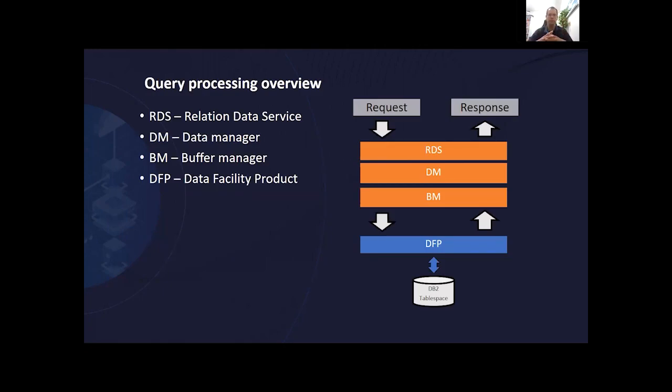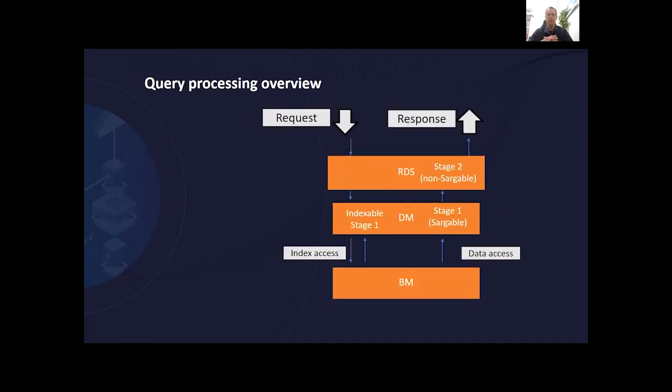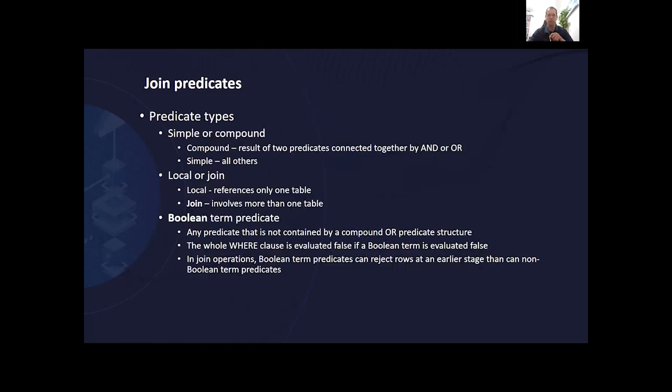In DB2 for z/OS, we have layers like the relational data service, data manager, buffer manager, and such. So you get a request, and there are different services that handle your request and retrieve the data. Again, you have likely heard about stage 1 and stage 2 predicates. So stage 1 are cheaper, stage 2 are more expensive because you involve the higher level to do the calculations and filtering. So for join predicates, they can be simple or compound, local or join.